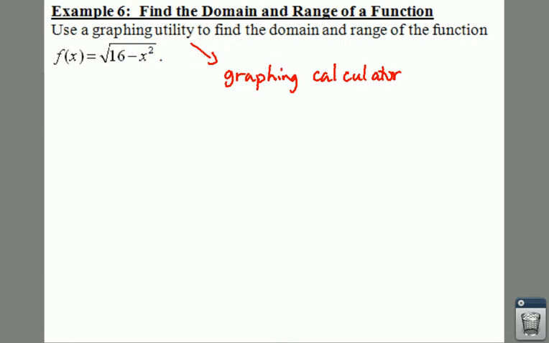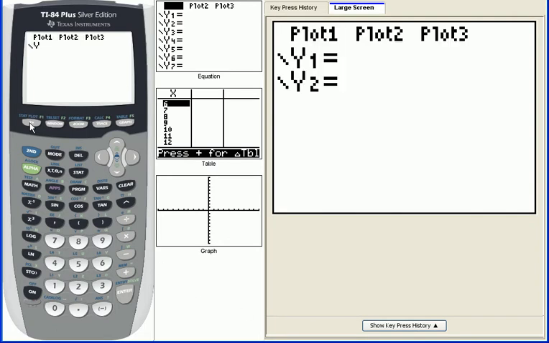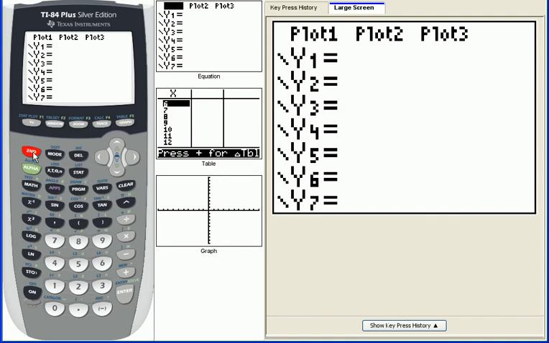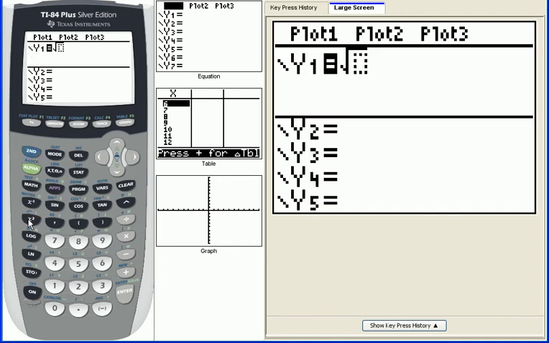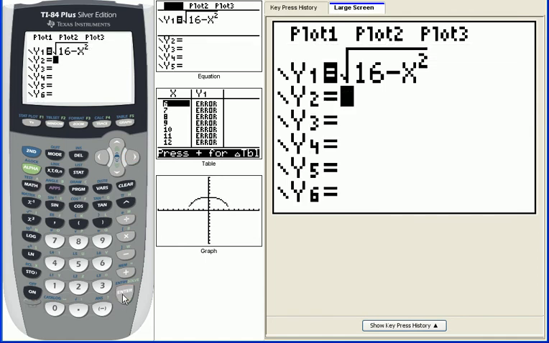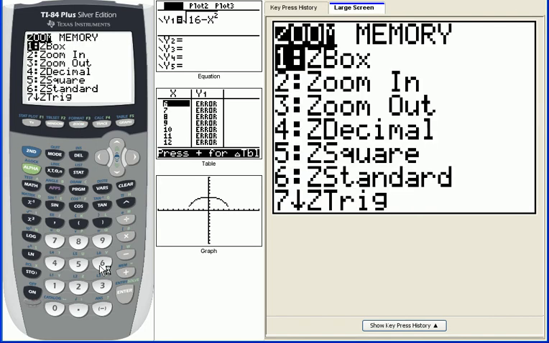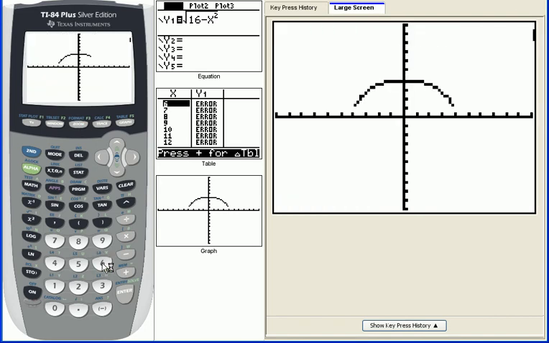So if we want to use a graphing utility to find the domain and range of this function, what we're going to do is go to our calculator and go to the y equals, and we're going to type the square root, so second x squared, of 16 minus x squared, and we go outside of that and curve to the right a little bit, and we hit enter, and where's our graph? Oh yeah, gotta hit your graph. Some of you probably haven't used your graph for a while, so you may need to go zoom 6. Go to zoom standard, and you get this graph.